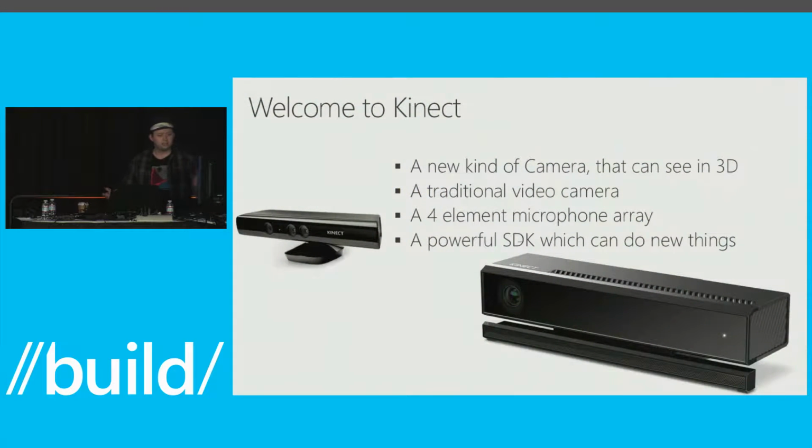So what is Kinect? Fundamentally, the reason Kinect is cool is that it's this new kind of camera which can see in 3 dimensions. So for every pixel, it can tell you how far away in space that is. It also has a traditional video camera, a 4-element microphone array that lets us listen preferentially in different directions based in software so that we can actually pick out different noises in a room. And then there's a powerful SDK which can do a lot of interesting things. We'll be walking through some of those things today.